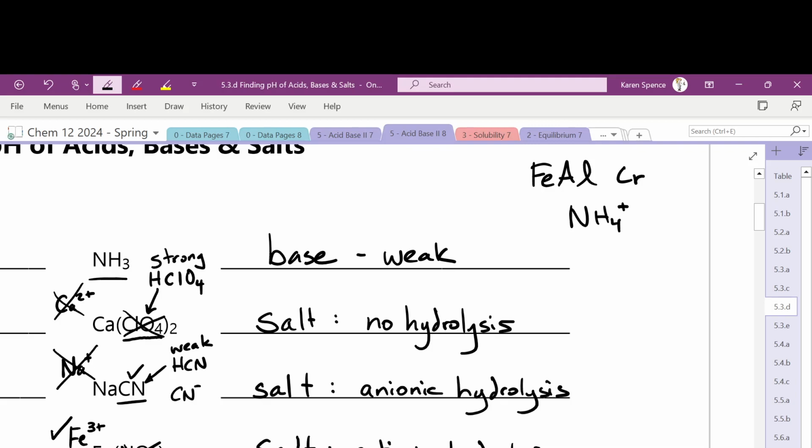If there is no hydrolysis, what is the pH of that solution? Neutral. Okay, so that is a neutral salt.